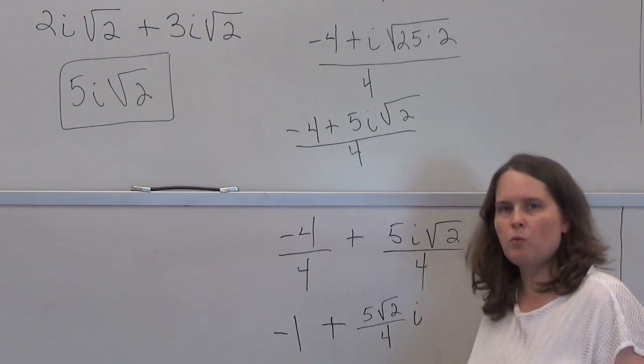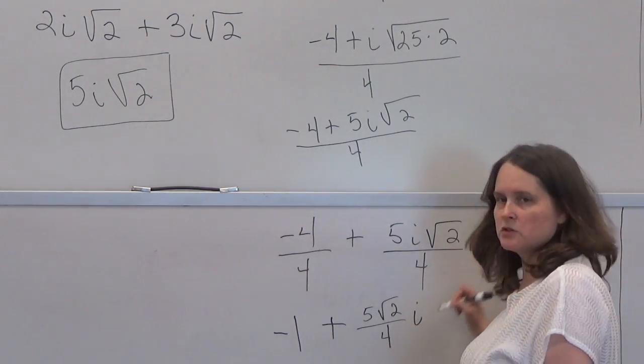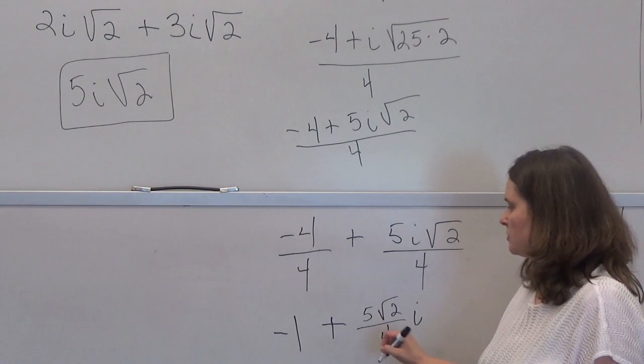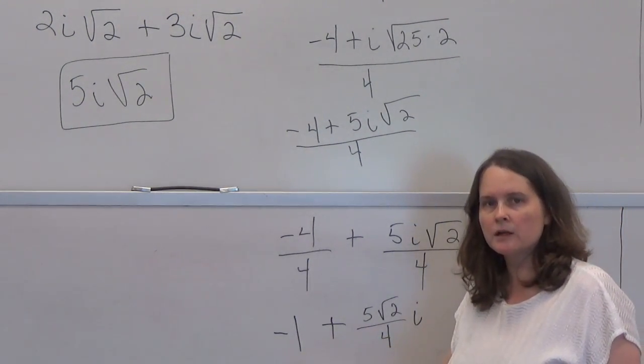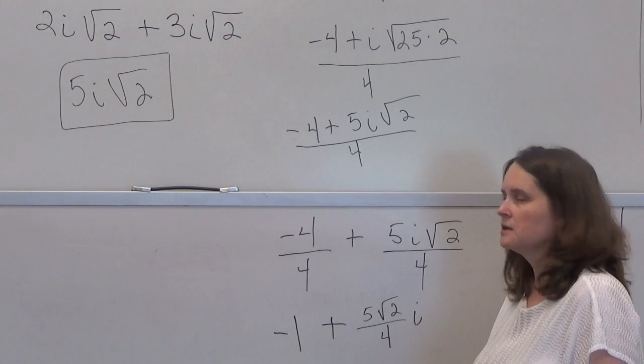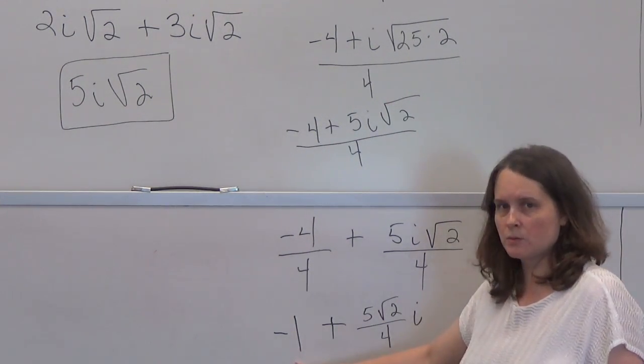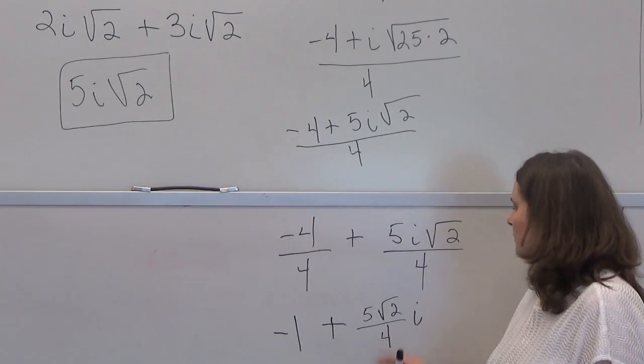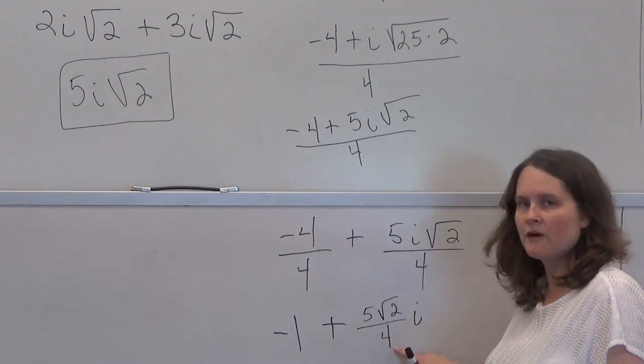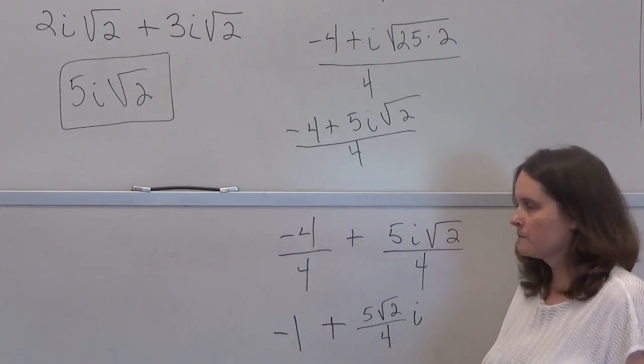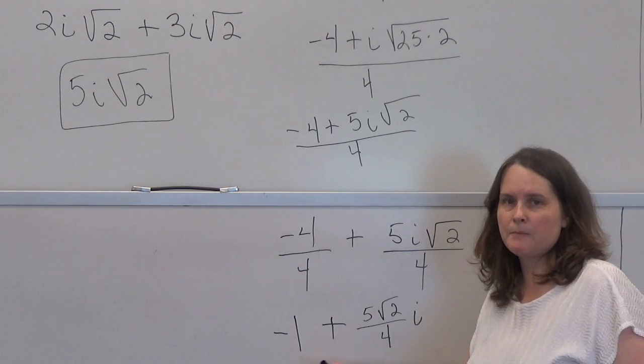So you might ask, why did I move the i after the square root? Well, because I have to be very clear about where the real part is and where the imaginary part is. a is negative 1, that's the real part. My imaginary part is the coefficient on i, the 5 square root 2 over 4. So that's my answer in the correct a plus bi form.